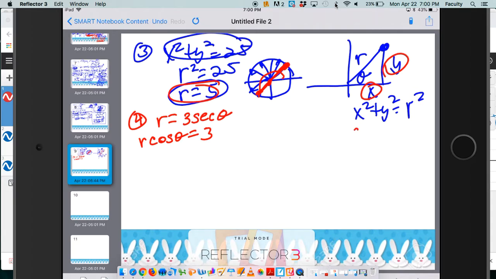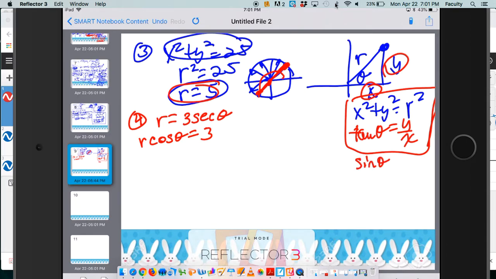By the way, we use these two statements to go to r and theta. Tangent of theta is y over x. That takes us to r and theta. To get back to x and y, we have sine theta is y over r. So we get r sine theta equals y, and r cosine theta equals x. Real important. R cosine theta is x, so we get x is equal to 3.